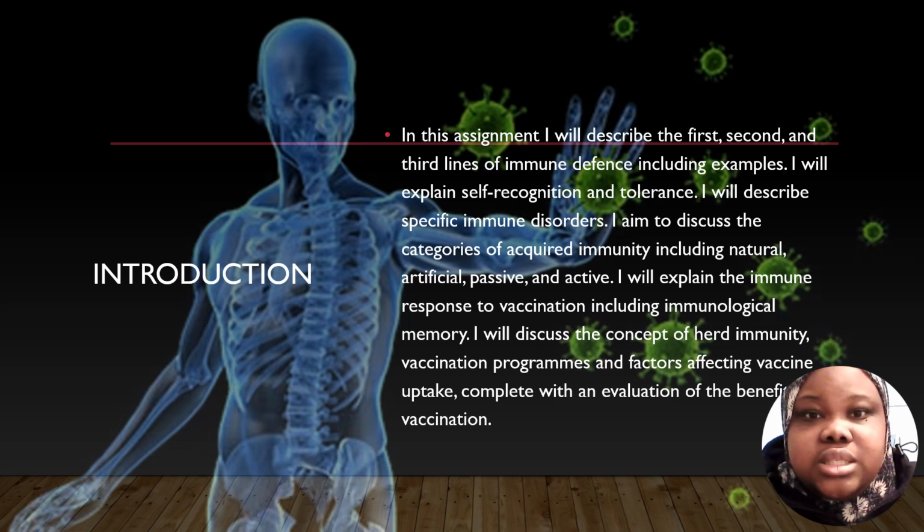I will explain self-recognition and tolerance. I will describe specific immune disorders. I aim to discuss the categories of acquired immunity, including natural, artificial, passive, and active.